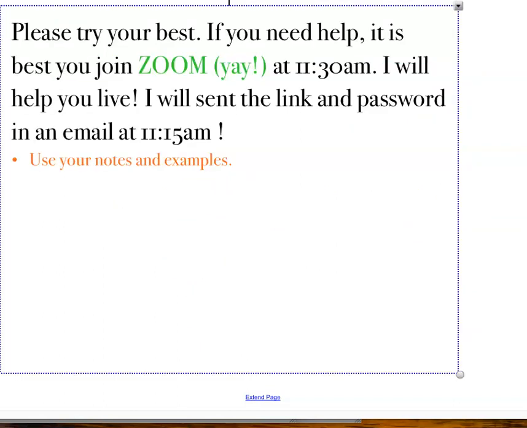Please try your best. If you need help, it is best you join Zoom at 11:30 a.m. I will help you live. I will send the link and password in an email at 11:15 a.m. You can use your notes and examples. Just don't forget to complete the Google form, and these 4 triangle IXLs will go in as one major grade today. Thank you.